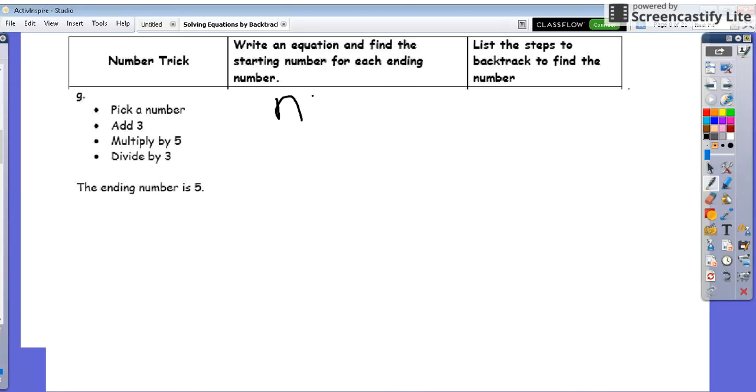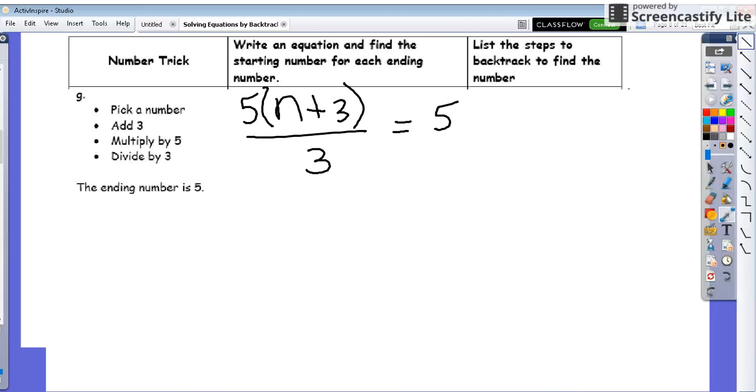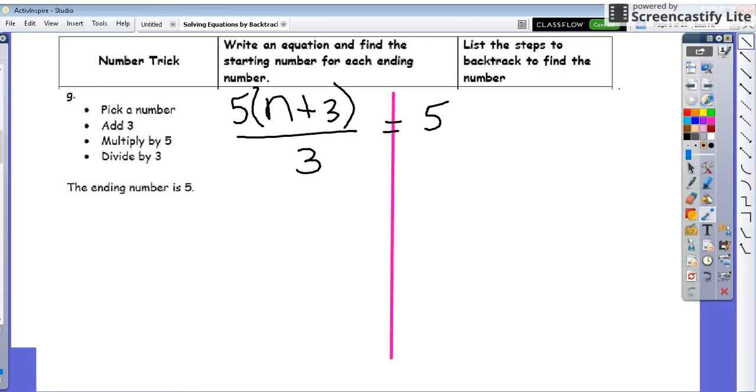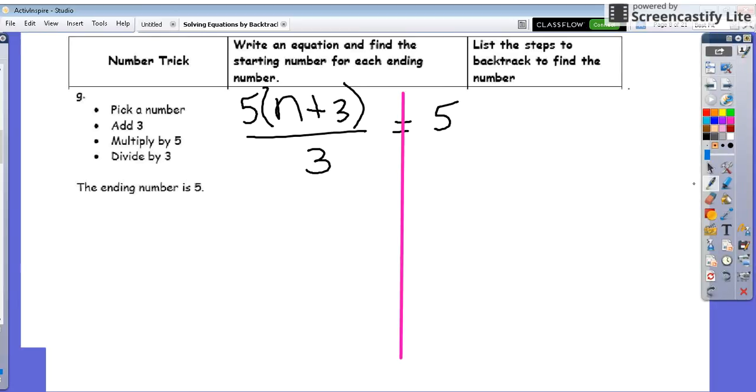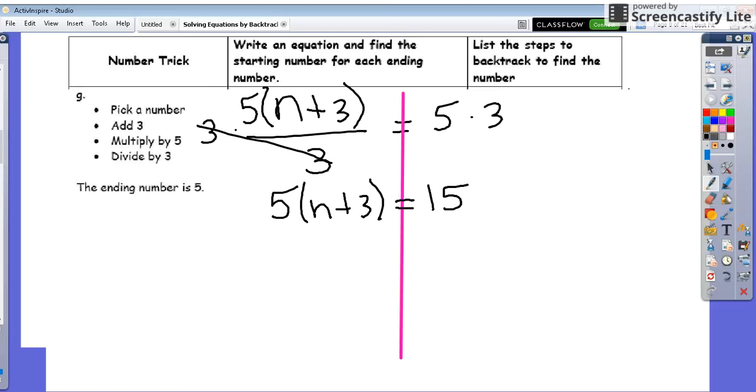is pick a number, add 3, multiply by 5, divide by 3, and the ending number is 5. So we always want to say what's the last thing that happened to n or x or whatever the variable is. And it's divide by 3, so I'm going to multiply both sides by 3. And I end up with 5 times the quantity of n plus 3. I'm just going to bring that down.